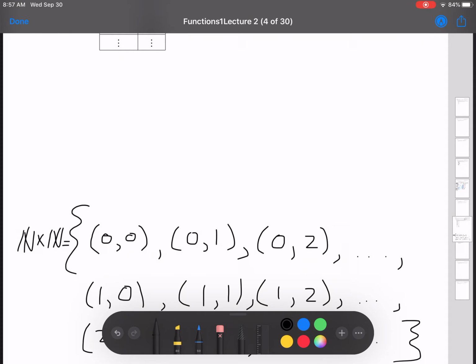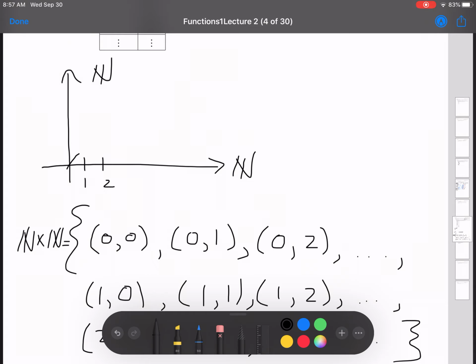Another way to visualize N cross N is with a graph like this. So you put the natural numbers as the x, natural numbers as the y, and then we have 0, 1, 2, 3, 4, 5, and so on, and 1, 2, 3, 4, and so on.